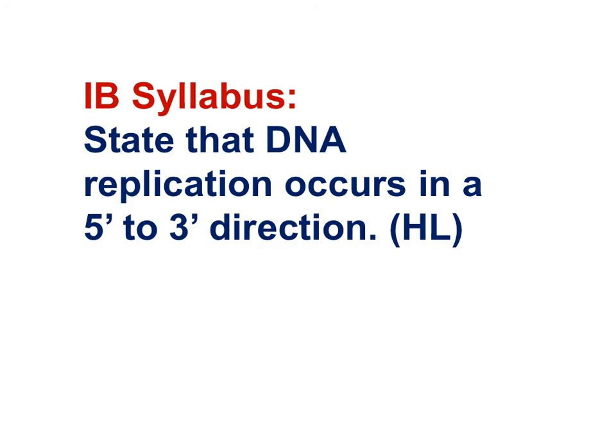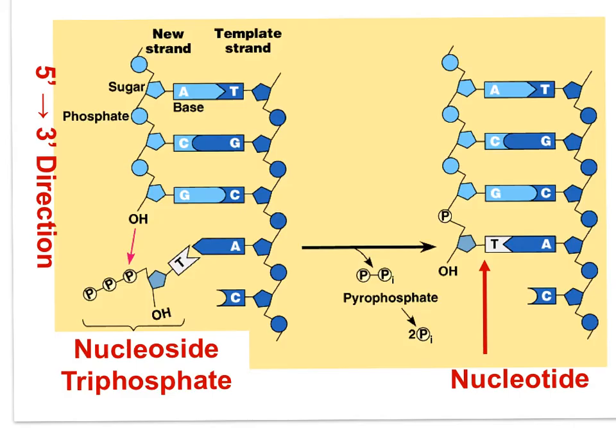Review the next few slides very carefully. In this image, here is the template, the parental strand, and the growing strand is here. Here's a nucleoside triphosphate arriving to be added to the growing DNA strand. It adds as a nucleotide by releasing two phosphates, seen here, moving left to right. The new chain grows in a 5 to 3 direction. The nucleotide is added only to the 3 carbon of the existing chain.